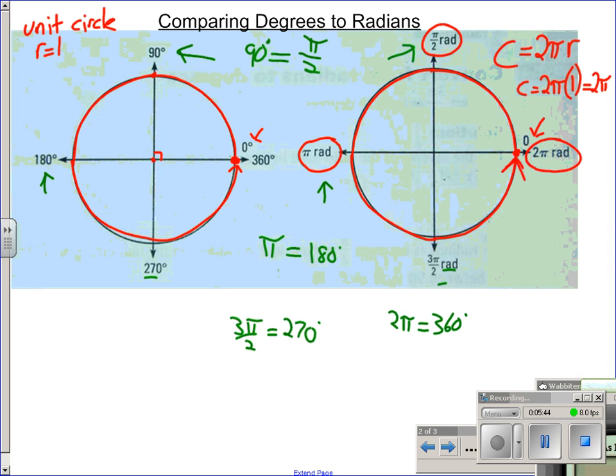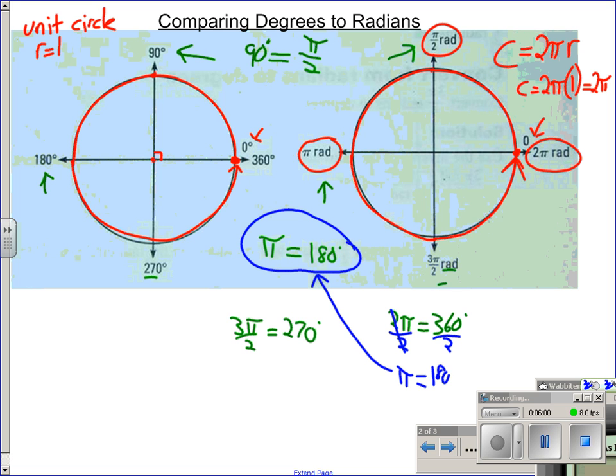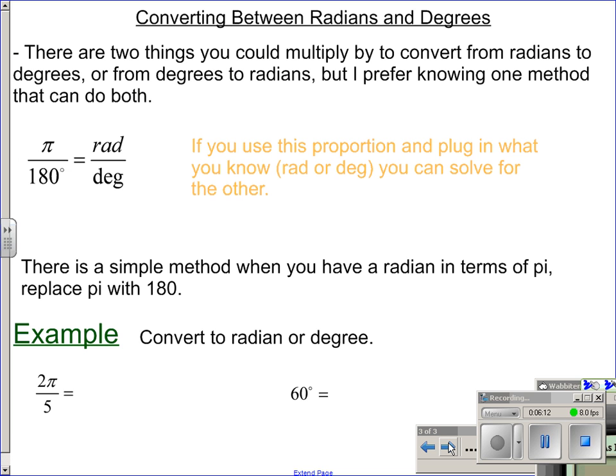Now, there are some connections with all of these. If you take this 2 pi equals 360, divide by 2, the 2's cancel out. You just get pi equals 360 divided by 2, you're back to 180. All right? This is the key thing. We're going to be converting between radians and degrees. There's a couple ways you can do it, but this one is really what you want. All right, so to convert between radians and degrees, it doesn't matter which direction, starting at degrees, going to radians, or going the other way.